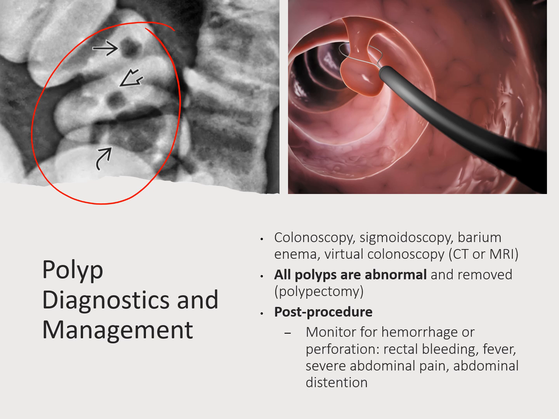So for patients who have a routine colonoscopy, the doctor will automatically remove as many polyps as they can. If the patient has a lot of polyps and they're unable to get them, or if they're really big, then they may have to schedule another colonoscopy, or they may need to do it in a hospital, because these are usually done in an outpatient surgery center. Post-procedure, we want to monitor for bleeding or perforation, rectal bleeding, fever, severe abdominal pain, and distension.